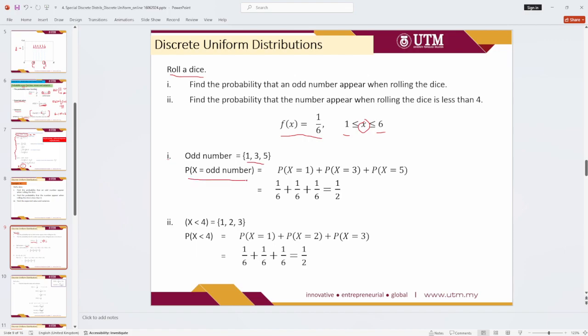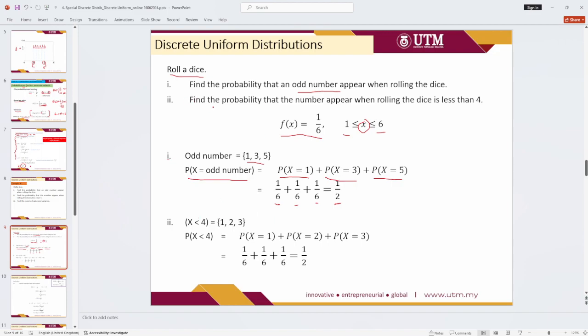So to find the probability that x is an odd number, we just add the probabilities of the odd numbers together. P(X = 1) is 1/6, P(X = 3) is 1/6 as well, and P(X = 5) is 1/6 as well. Because this is a discrete uniform distribution, their probabilities are the same no matter what the values are. If we add those together, we get 1/2. So the probability of getting an odd number is 1/2.